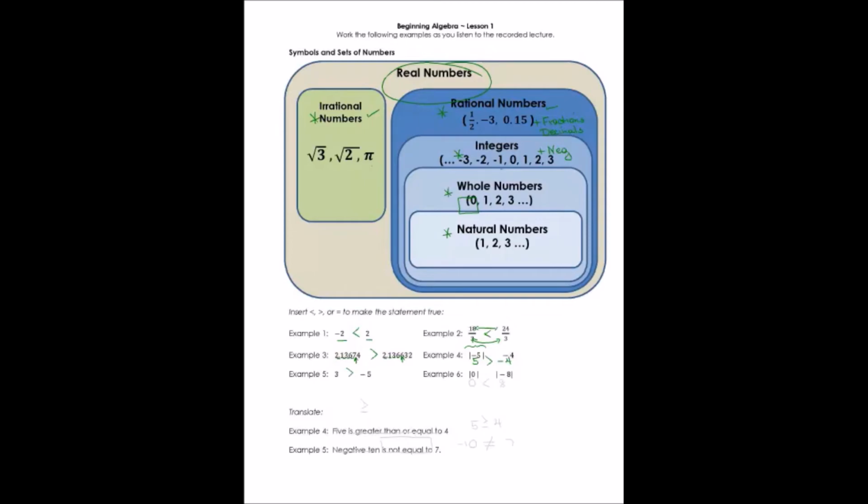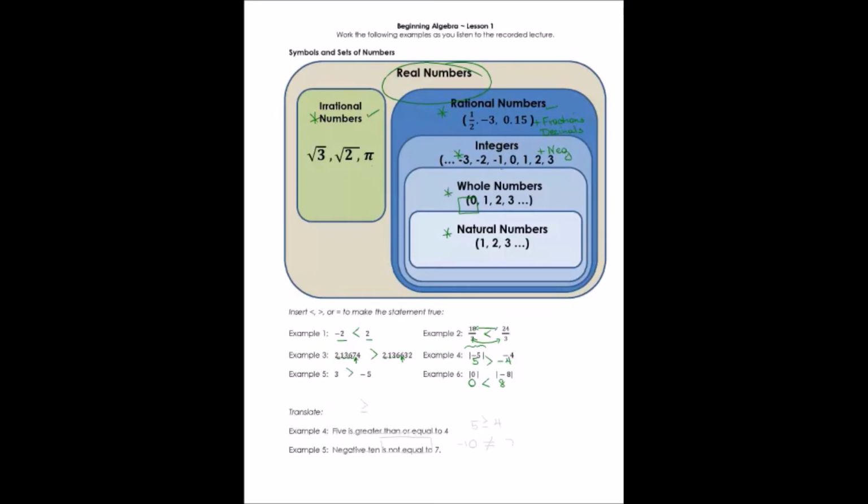And finally, I have number 6, which is the absolute value of 0, which is 0, and the absolute value of negative 8, which is 8. Remember, absolute value, we take the positive value, the distance from 0, and distance is always positive. So I'm going to say 0 is less than 8. I would put a less than sign in there.